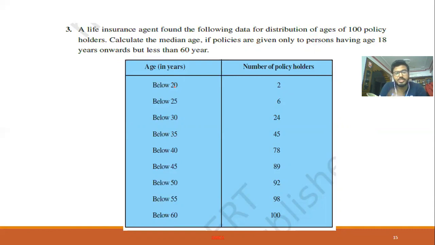Now look here, it is below 20, below 25, the same as less than 20, less than 25, less than 30, less than 35, less than 40, going on. Here the difference is 5. And the CF is given. Don't think that it's the frequency. The CF is given, and you have to find out the frequency. That is the question here.